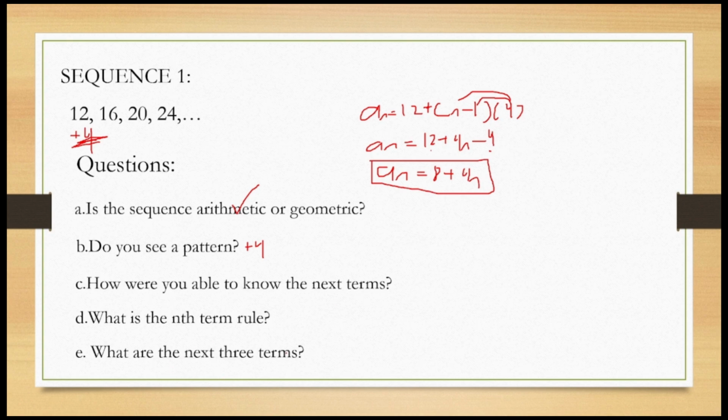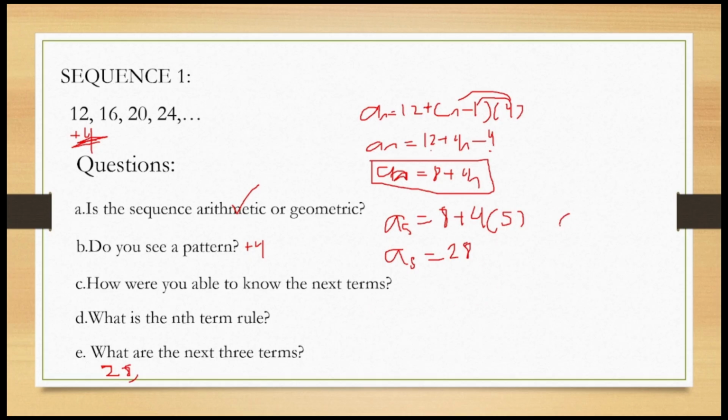So what are the next three terms? Let's substitute the value of n with 5, because the missing terms are the 5th, 6th, and 7th, and we'll start off with 5. So a5 equals 8 plus 4 times 5. 4 times 5 equals 20, and 20 plus 8 equals 28. So the fifth term is 28.